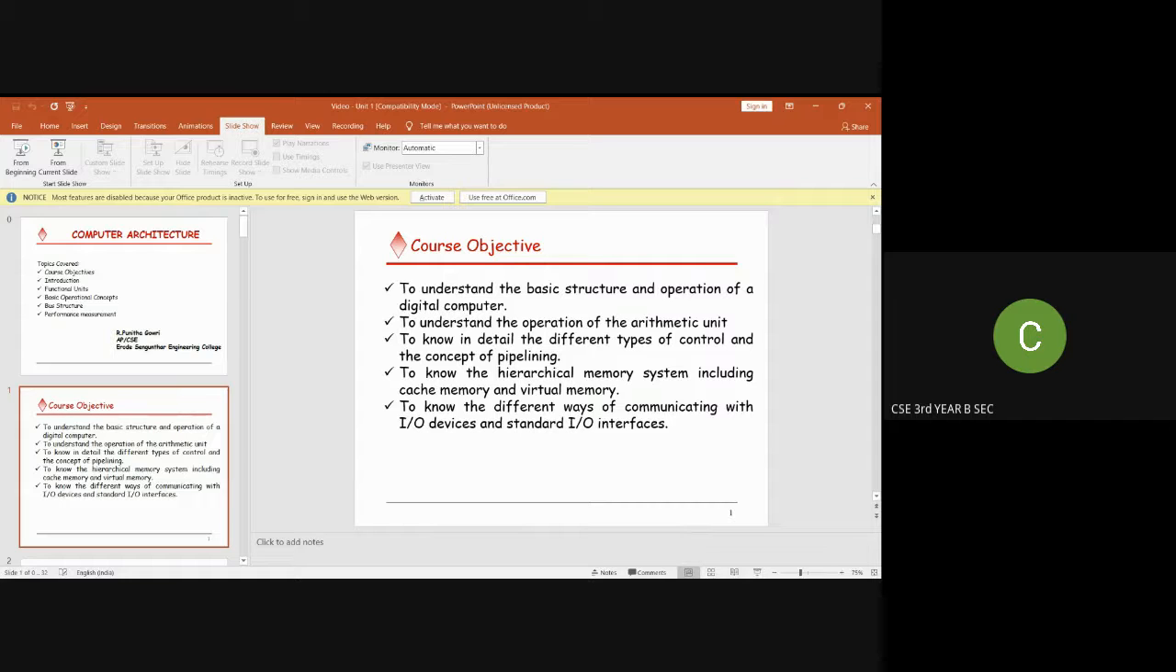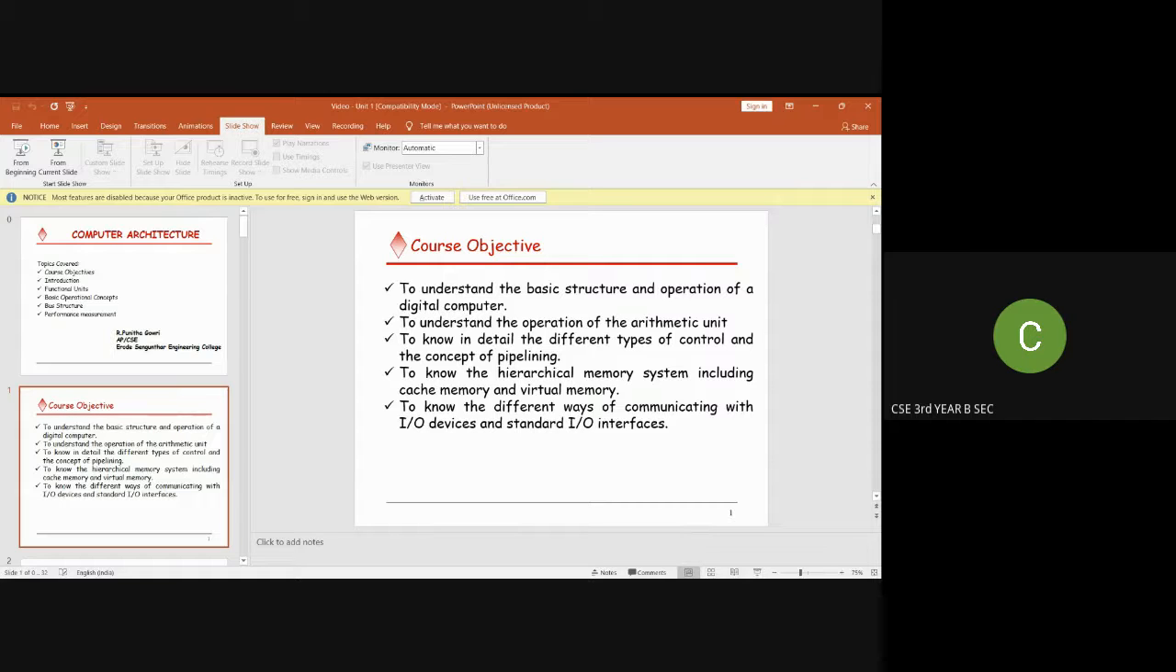The second course objective is to understand the operation of the arithmetic unit, the processor doing all the arithmetic and logical operations. How the operations are performed must also be known. The third course objective is to know in detail about the concept of pipelining. In order to increase the performance of the processor, we use the concept called pipelining. So, how pipelining is implemented in the processor is known.